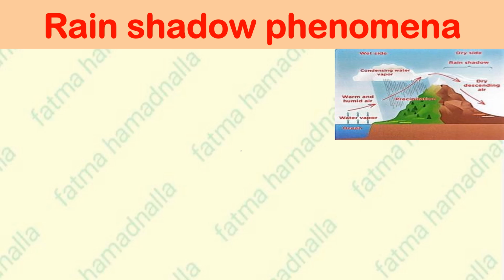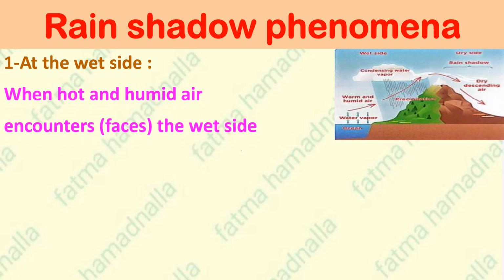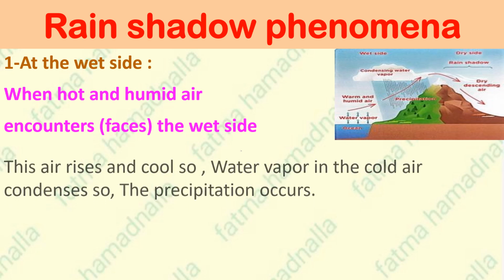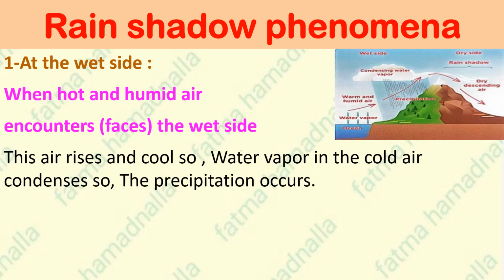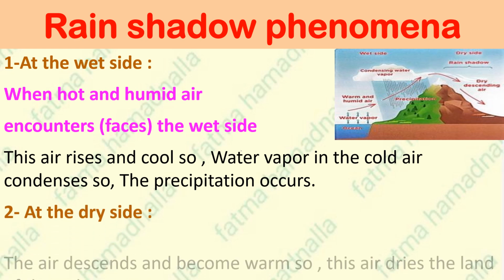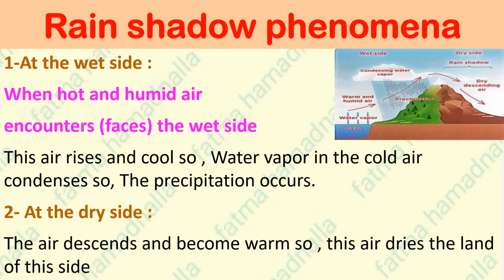What happens in the rain shadow phenomenon? 1, at the wet side, when hot and humid air encounters or faces the wet side, it rises and cools. So, water vapor in the cold air condenses, leading to precipitation or rainfall. 2, at the dry side, the air descends and becomes warm. This dry air removes moisture from the land, making it arid. Okay?